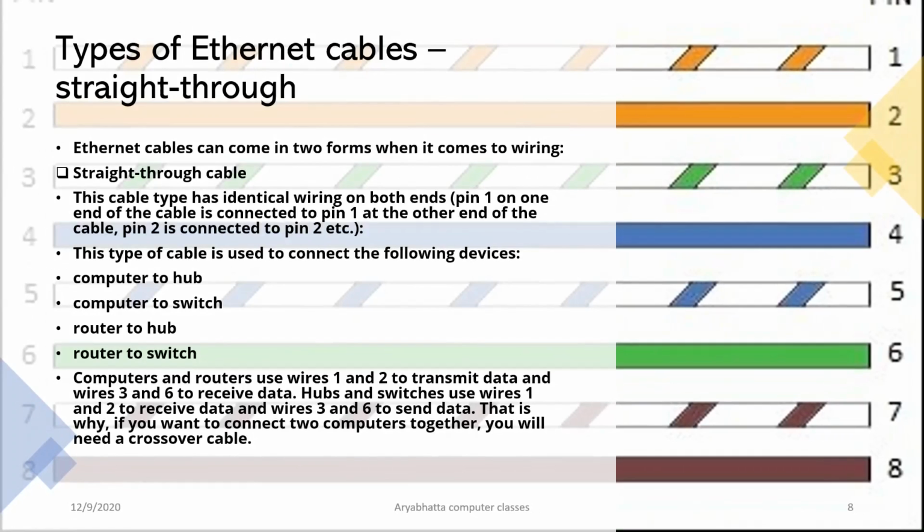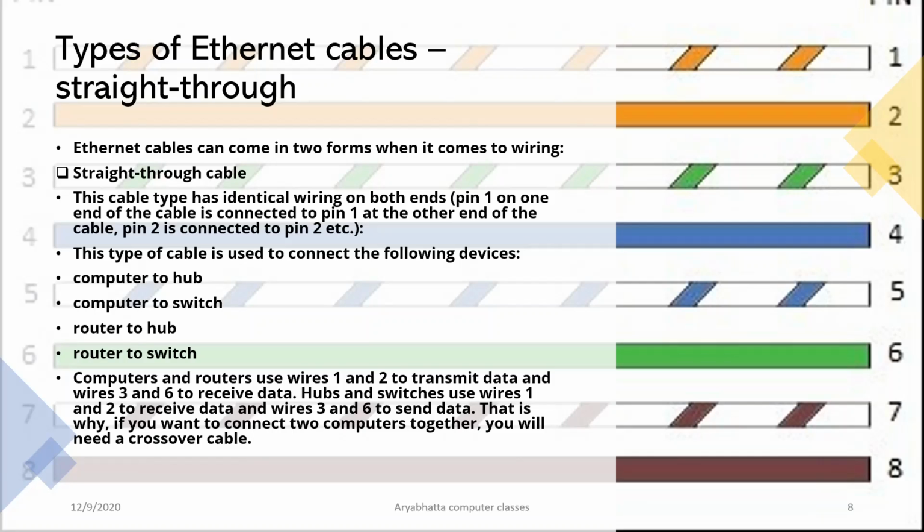Types of Ethernet cable: straight through. This is the last topic of our video. The types of Ethernet cables, straight through. So let's see what the straight through cables are. Ethernet cable can come in two forms when it comes to wiring. When we are going to really implement the cables in a network, then we need to connect with the wiring, with the RJ45 connectors, as we can say.